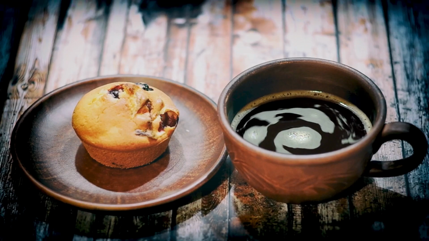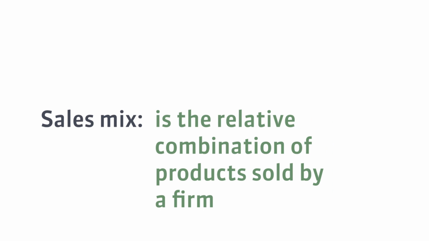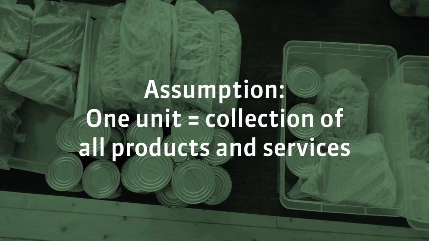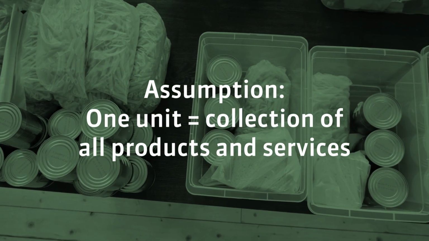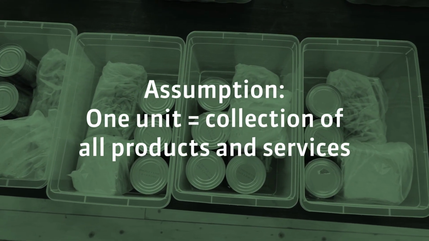The key is to identify the expected sales mix in units of the product being marketed. Most companies sell a mix of many different products. In fact, the term sales mix is often used to describe the relative percentages of total sales provided by different products. For this reason, we define sales mix or product mix as the relative combination of products sold by the company. In other words, a sales mix is the collection of all of the products and services a company offers, and we will treat such a collection as one unit.